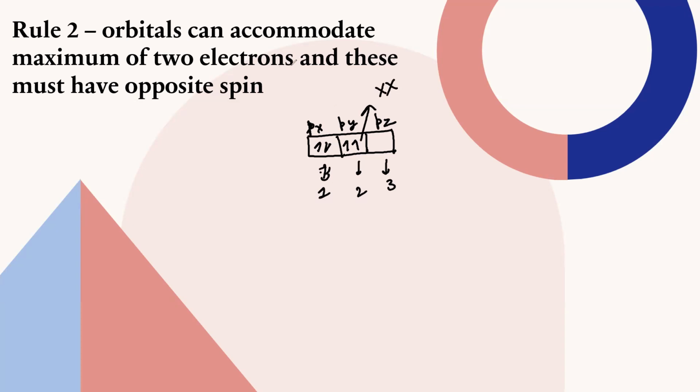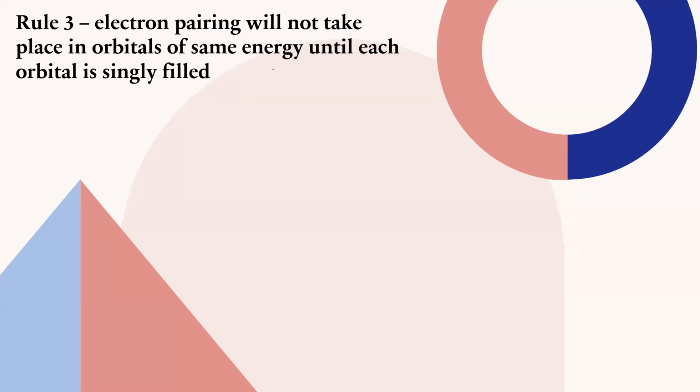So basically orbitals can accommodate a maximum of 2 electrons and they must be of opposite spin. What is the maximum number of electrons you can fill in an orbital? You can fill a maximum of 2 electrons in an orbital. So you can't fill like this. Three electrons are not possible. Just 2 electrons are possible in the orbital. Hope this is clear. Now let us move to rule 3.